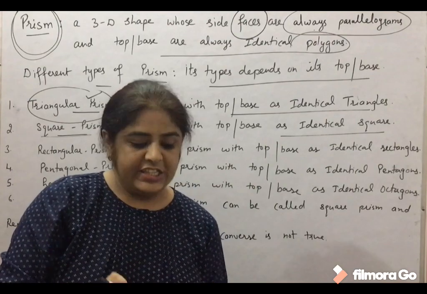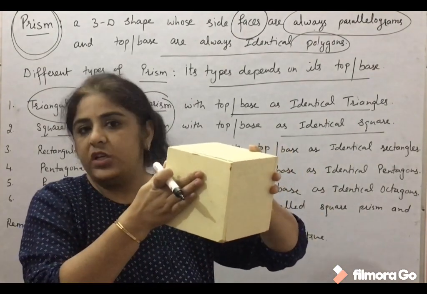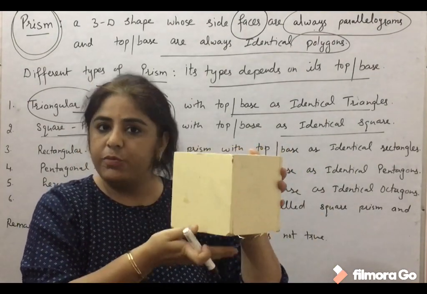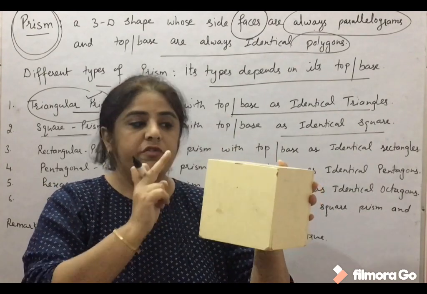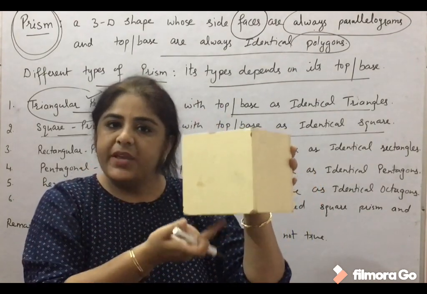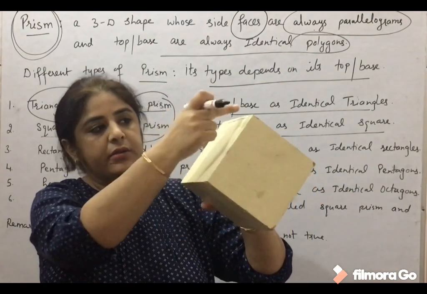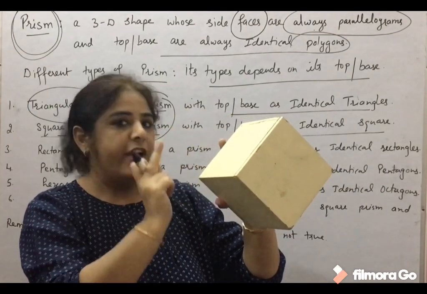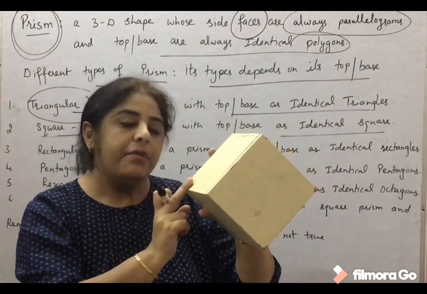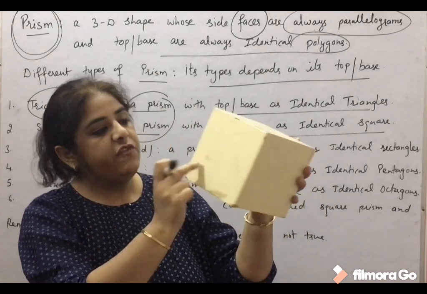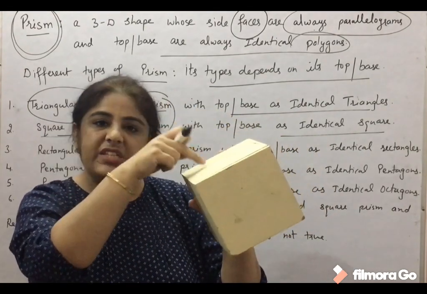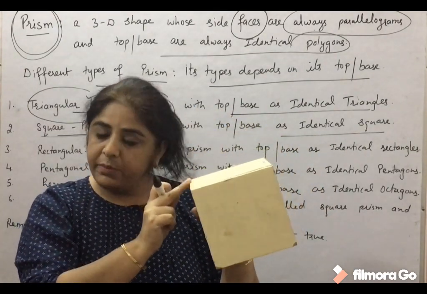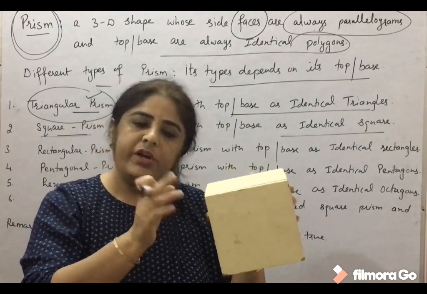Also students, we can say that every cube is a cuboid. Because for a cuboid, we require that top and base are rectangles. Here it's a square, and we know every square is a rectangle. And side faces are parallelograms. It means every cube is a square prism as well as a cuboid.